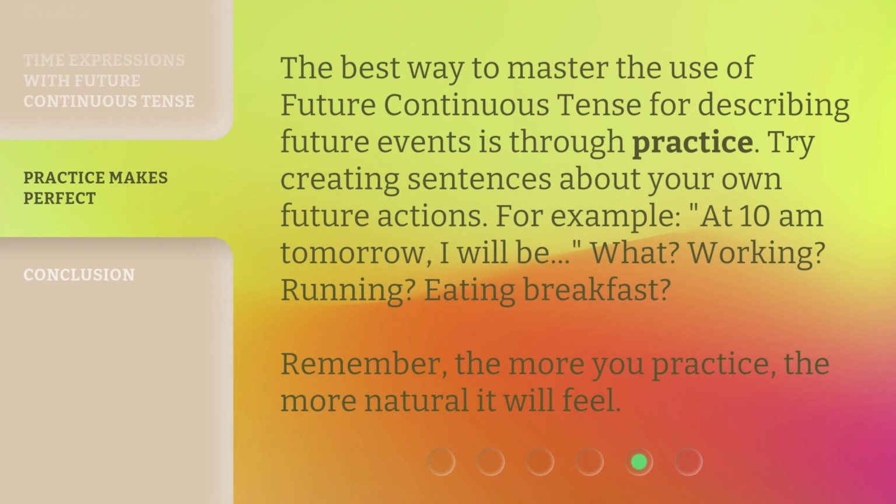The best way to master the use of future continuous tense for describing future events is through practice. Try creating sentences about your own future actions. For example, "At 10 a.m. tomorrow, I will be..." What? Working? Running? Eating breakfast? Remember, the more you practice, the more natural it will feel.